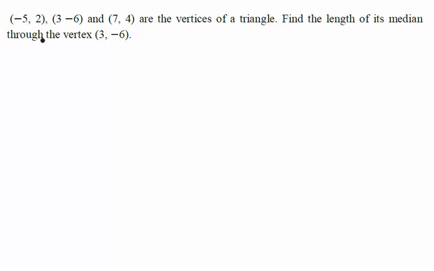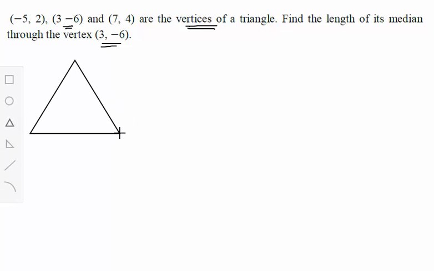Okay, so the question is: minus 5 comma 2, 3 comma minus 6 and 7 comma 4 are the vertices of a triangle, and we have to find the length of its median through the vertex 3 comma minus 6, this vertex 3 comma minus 6. So let us start and draw a triangle. Let us say this is our triangle. Let us also name this triangle ABC. They have not mentioned the names of the coordinates, but we can assume that it is ABC, right?